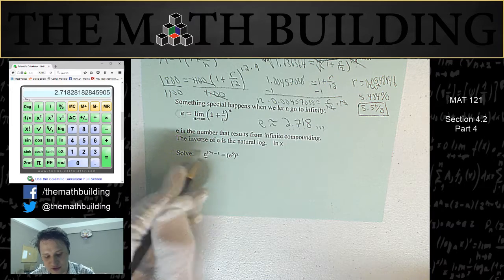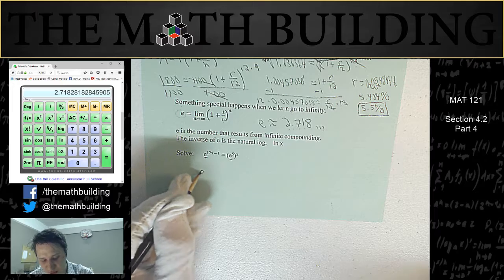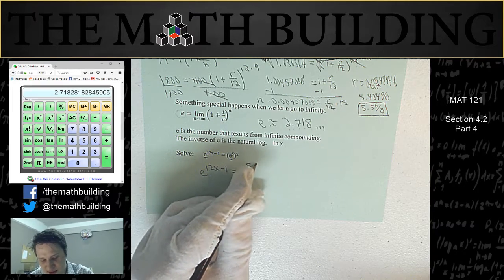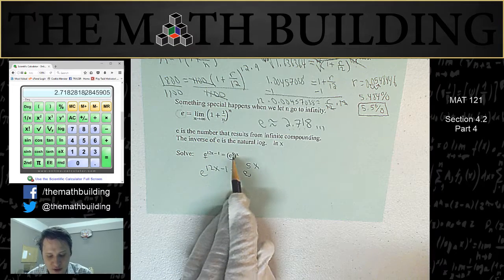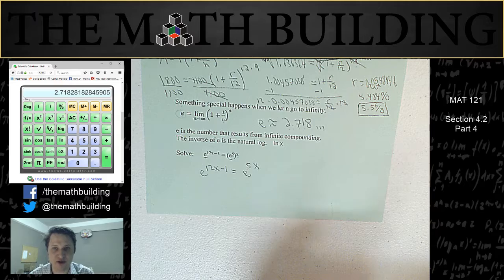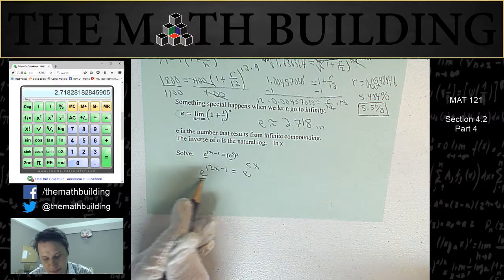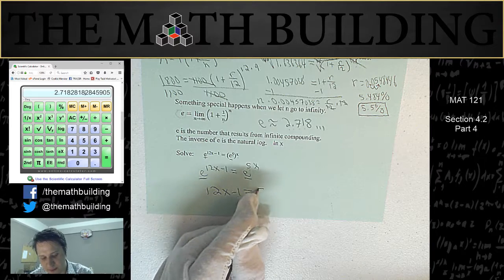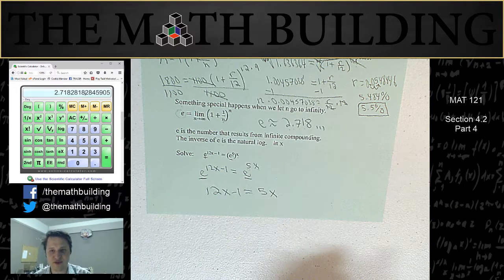So what do you notice? The bases are the same. So I can rewrite this as e to the 12x minus 1 and e to the 5x. Now, I can do that because remember, when we have a power to a power, you multiply the powers. So that's e to the 5x. Bases are the same, so therefore the exponents have to be the same. 12x minus 1 equals 5x. Now you just solve this.